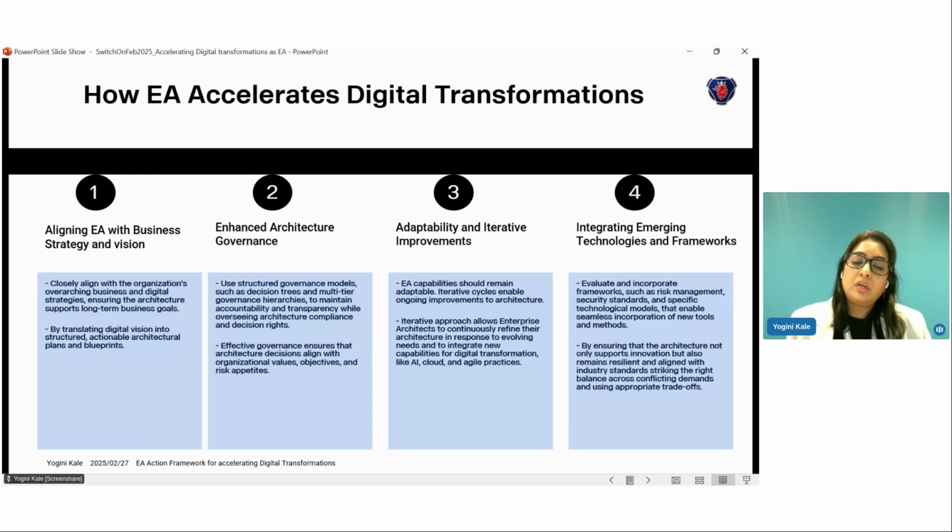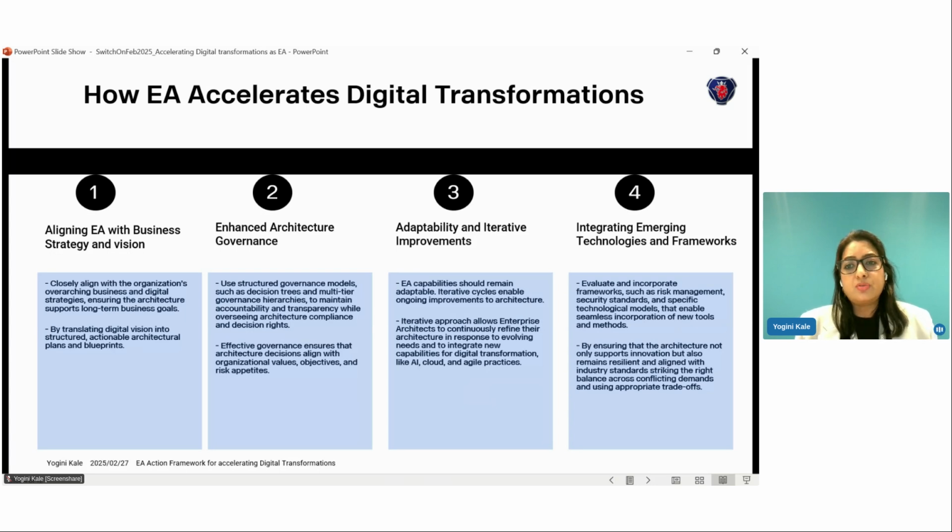The third area here is adaptability and iterative improvements. And how we can do that is by taking an iterative approach, which allows EAs to continuously refine the architecture in response to the evolving business needs, so that the new capabilities can be included for the digital transformation initiatives, and it enables ongoing improvements in the architecture for the needs that you have on the digital transformation side.